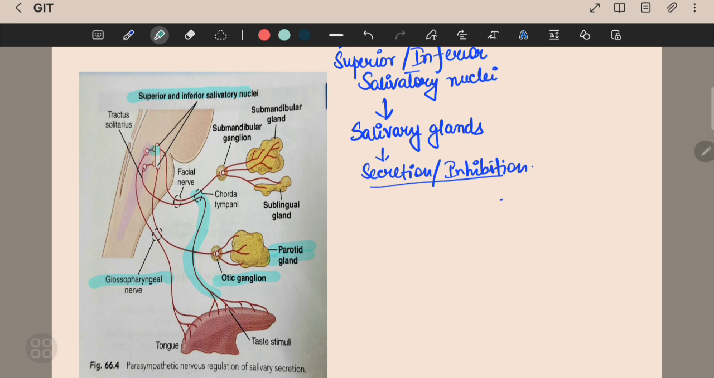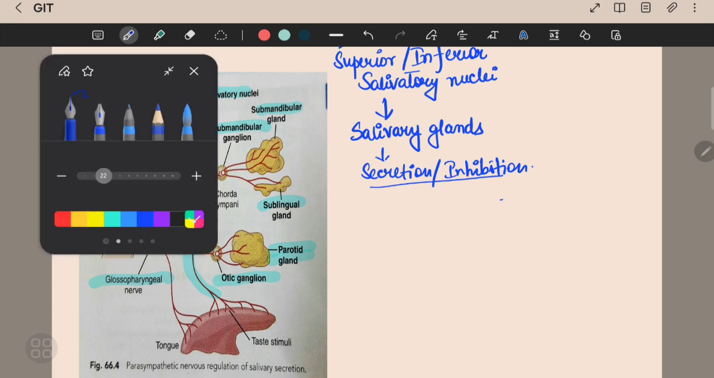And another branch from the salivatory nuclei, you can see, is a branch of the facial nerve accompanying this chorda tympani nerve. This is coming to the submandibular ganglia, and that is mainly supplying the submandibular gland and the sublingual gland. I'm not going into the details, but remember that the facial nerve has separate nuclei. Okay, the facial nerve has different nuclei. So let's see once.